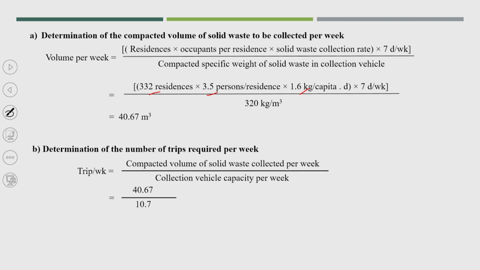So, we calculated the compacted volume of waste collected as 40.67, and the collection vehicle capacity is 10.7. So, it comes to 3.8. So, we will use 4 trips per week.